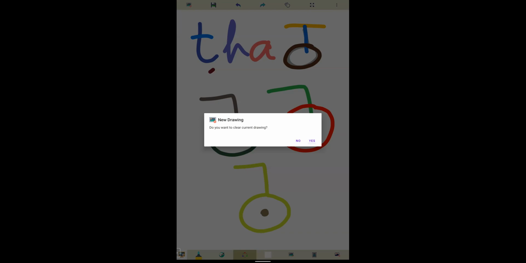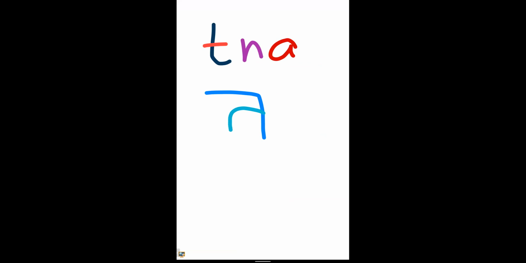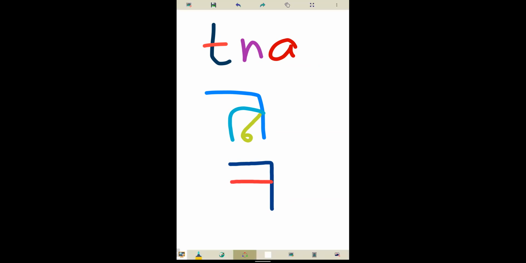And then some conjuncts also have variants, like tna. We have seen already tna. Ta, then na, tna. But the variant form: horizontal, vertical, again another horizontal, and you can join the na with that horizontal. This is also tna. Please note down. The first one is the regular one, and the variant is the second one. Tna.